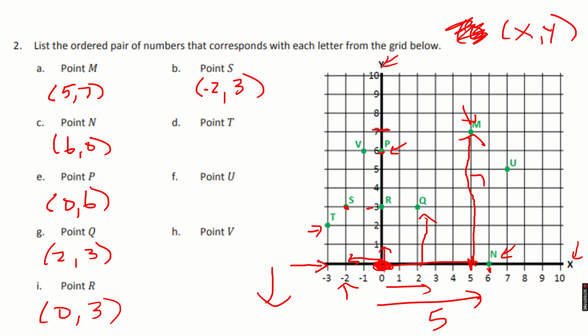T is over 3 spaces to the left, and if it's to the left, it's a negative. And then it's up 2 spaces. U is over to the right, it's over here, to the right 7 spaces, and it's up 5 spaces, so it's 7, 5. And point V as in Victor is right here. It's over to the left 1 space, so that's a -1, and it's up 6 spaces.